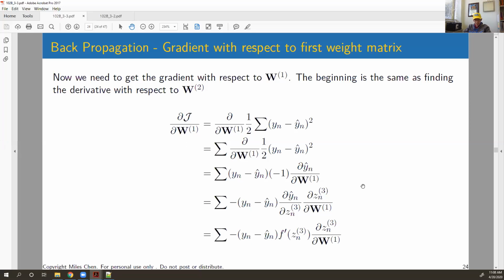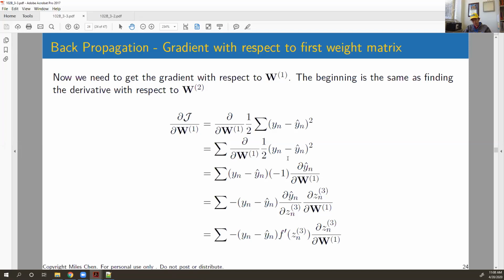So when we do this, the beginning part is the same steps as what we did on Friday. On Friday, we were finding the gradient with respect to the second weight matrix. Now we're finding the gradient with respect to the first weight matrix, and we work backwards like this. Here's our loss function, 1/2 sum of y minus y hat squared. You take the derivative of that, and the square comes down and cancels out with the 1/2, and we get y minus y hat.